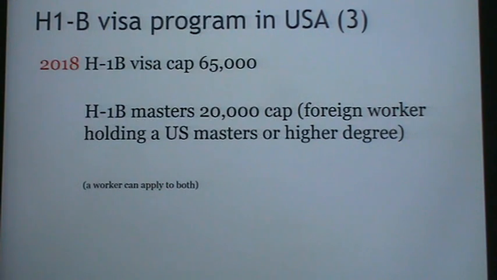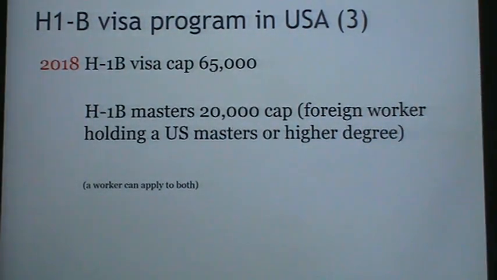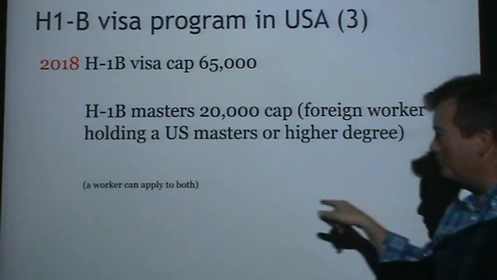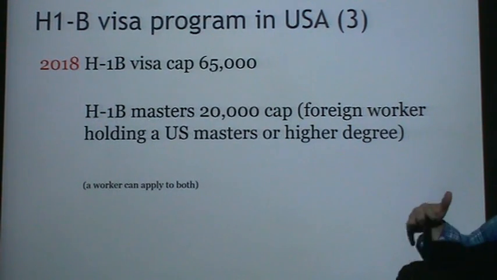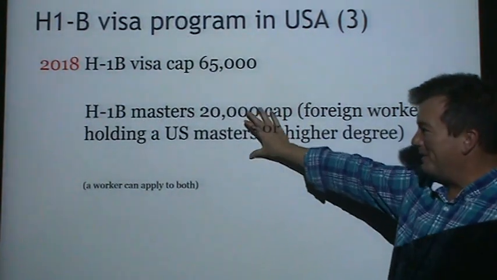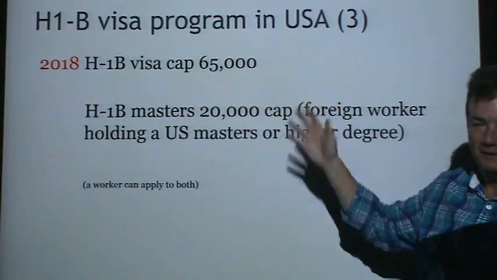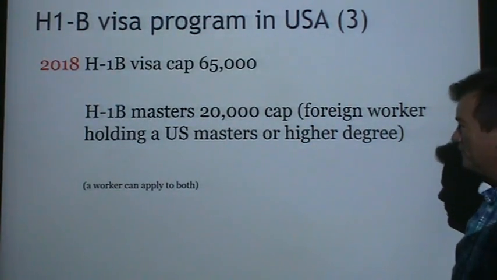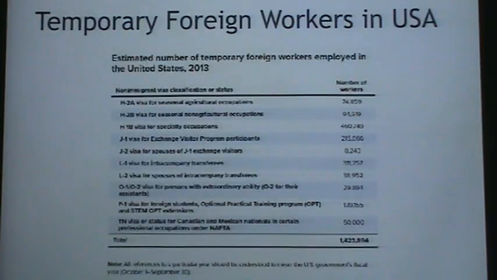And I think there's a master's degree cap too. If you have a master's degree, a foreign worker holding a U.S. master's degree or higher, there's an additional 20,000 on top of the 65. And you can actually apply to both. So if you have a master's degree from the U.S., you could apply for this visa or this visa. And if you get one, you don't need the other one. But you could try for this one, and if you don't get it, you could also try for this one.